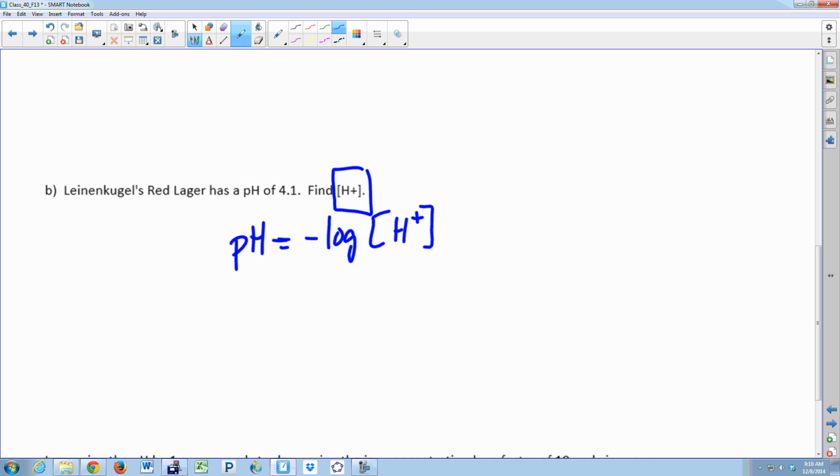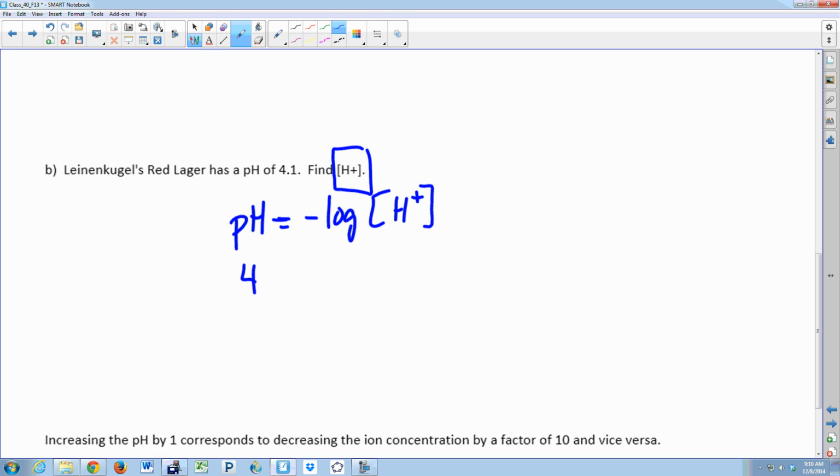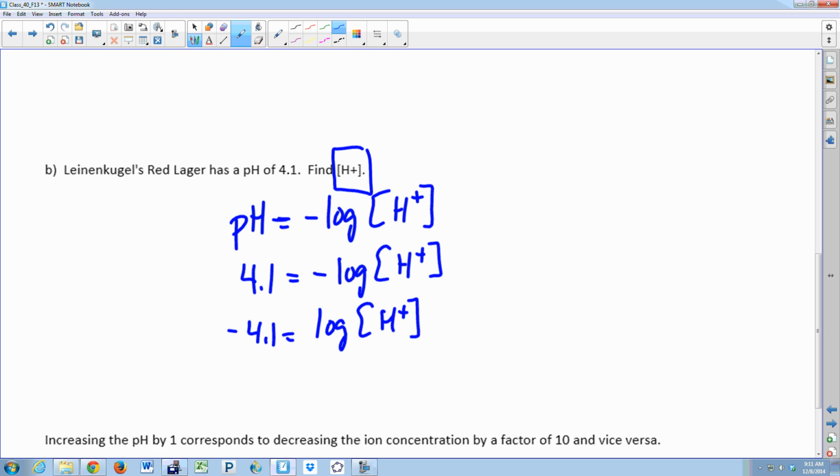Notice the hydrogen ion concentration has those little brackets on it. This is just the symbols they use in chemistry. I don't know why they do that, but that's what they do. So we're trying to solve for the hydrogen ion concentration. The first thing I do whenever I try to solve any log equation is isolate it. Right now it has a -1 multiplying it. That's the coefficient. So I'm going to divide both sides by -1. So I get -4.1 equals the log of the hydrogen ion concentration. Now, again, I just want to continue to hammer this home a little bit. Here's a picture of our log function.